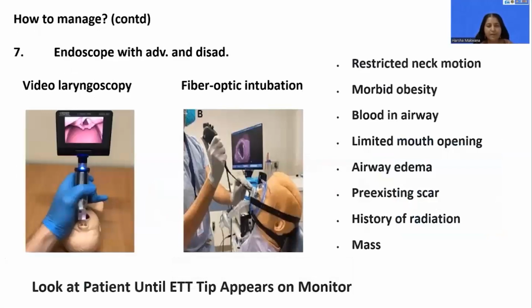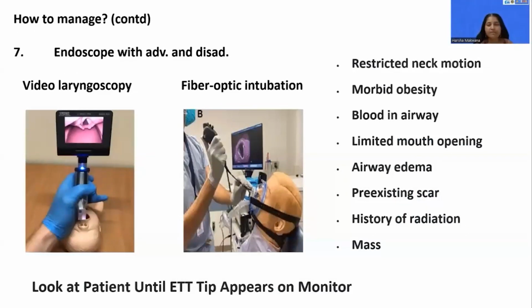Many persons prefer the endoscope, but we all know there is a limited role of video laryngoscopy and fiber optic intubation in the emergency room, specifically in CICV when it is unanticipated. But definitely, if the intubation is anticipated, then you keep all these things ready, and as soon as you declare that it is CICV, then immediately you use the video laryngoscope and you can intubate this patient.